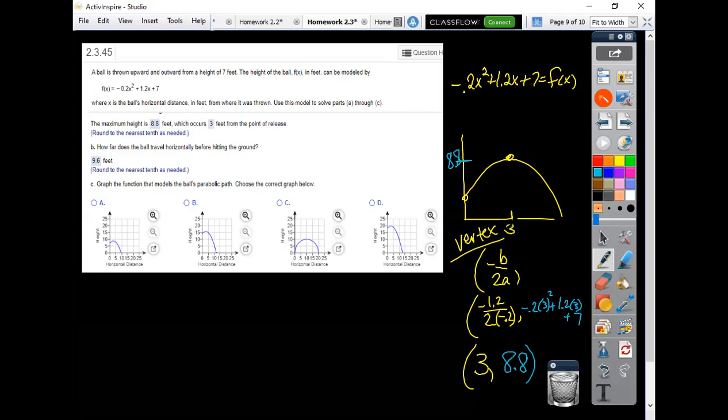And it's out here 3 feet away from where they threw it. Well, then the next thing says, how far did the ball travel? So that's talking about when it hits the ground out here. So how are you going to find where it hits the ground over there? I would suggest you go back to your quadratic formula. x equals negative b plus or minus the square root of b squared minus 4ac, all over 2a.